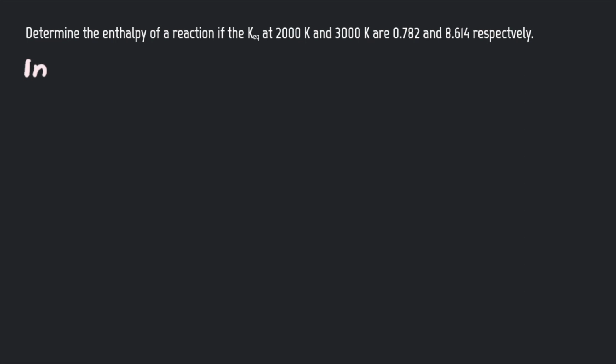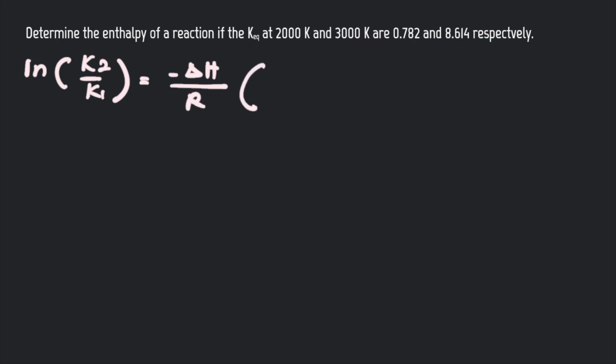So we are going to use the formula ln K2 over K1 is equivalent to negative delta H divided by the gas constant times 1 over T2 minus 1 over T1. Right, so this is your T1 and this is your T2 and K1 and K2. So we're just going to plug in the value.